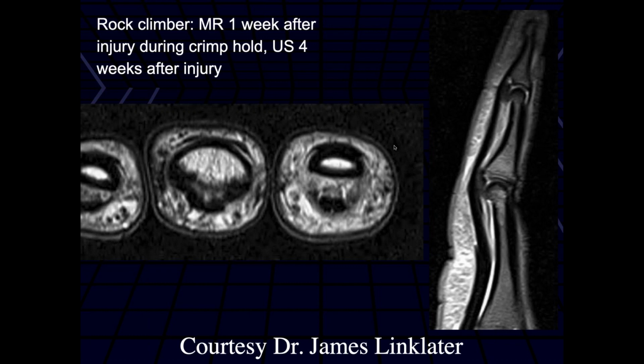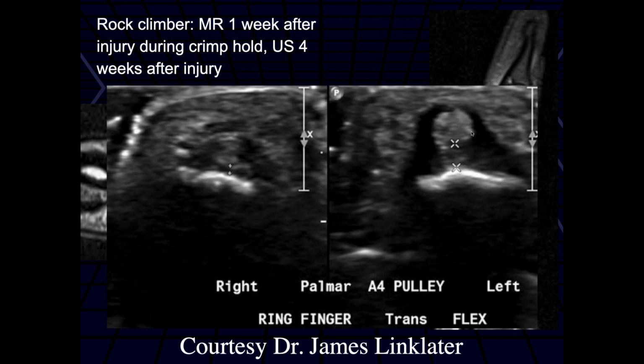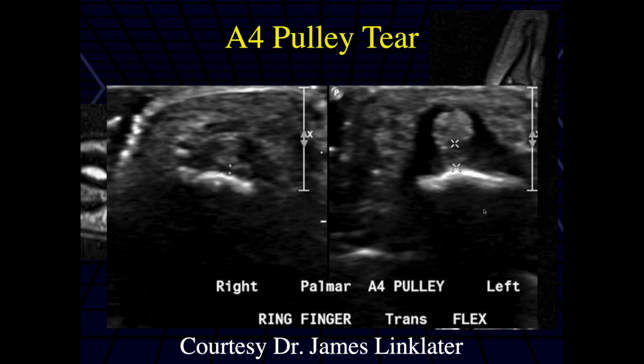All right, so a rock climber. This is the MR 1 week after injury during a crimp hold, and then also an ultrasound 4 weeks after injury. So we're looking at the pulley system here. Honestly, the A2 pulley looks intact on the sagittal view, with maybe just a little bit of increased signal along both sides, and there's a little bit of displacement, I think, at the A4 pulley. And so you can see the separation at the A4 pulley, and that's concerning for an A4 pulley tear.